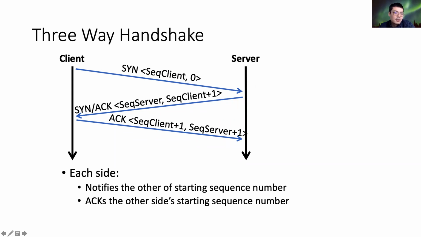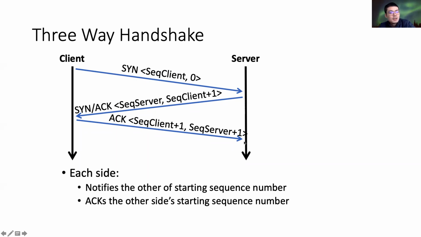You can think of it like this. The client says, hey, this is my sequence number. The server says, hey, this is my sequence number. Then the client needs to acknowledge, so the server knows the client actually got its message. So this is the acknowledgement. Because these two messages are received, it is plus one.